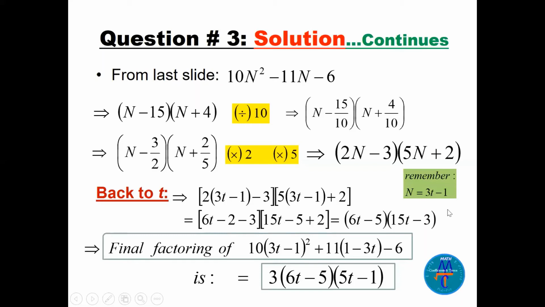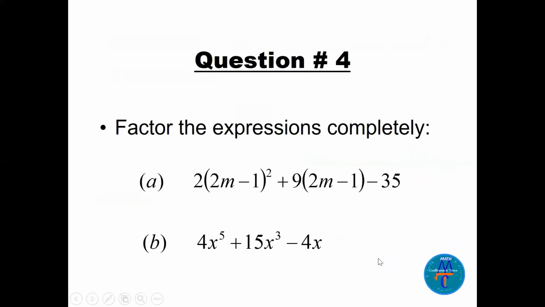15t minus 3. Now, I cannot stop here for one reason, because there is a common factor here in this 15t minus 3. There is a 3 here out. So I have to take it out, and then 6t minus 5 is the same. If you take 3 out, then this becomes 5t minus 1. That's the final factoring for the question.